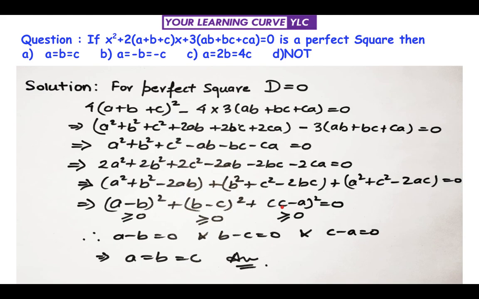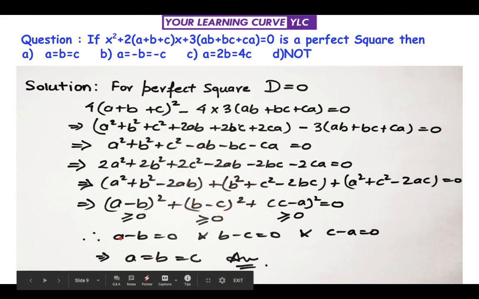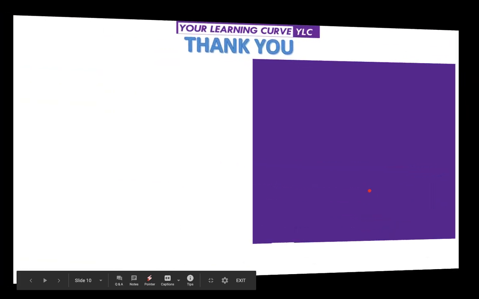If the sum of 3 positive numbers is 0, then what is the possibility? This can happen only if all of them are equal to 0. So, a minus b is equal to 0, b minus c is equal to 0, c minus a is equal to 0. Here you get a is equal to b, here you get b is equal to c, here you get c is equal to a. So, a is equal to b is equal to c.